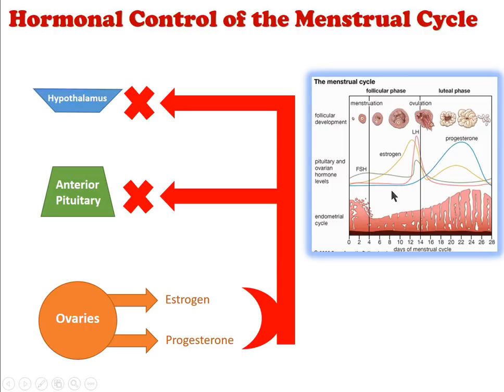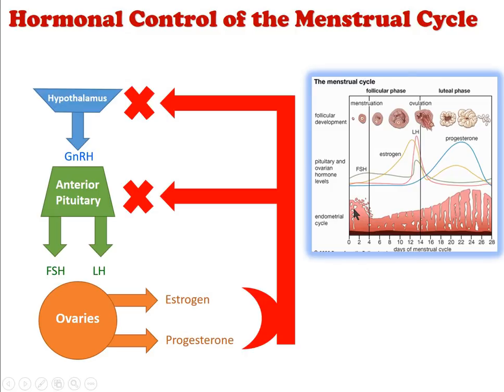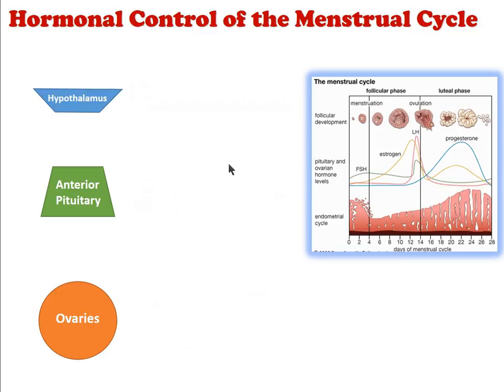Let's say the pregnancy does not occur. What happens then? If pregnancy does not occur, all hormone levels go down, and then the cycle starts again. You see that? It goes back to 0 again. All the hormone levels fall, and then they start again. So this cycle continues.